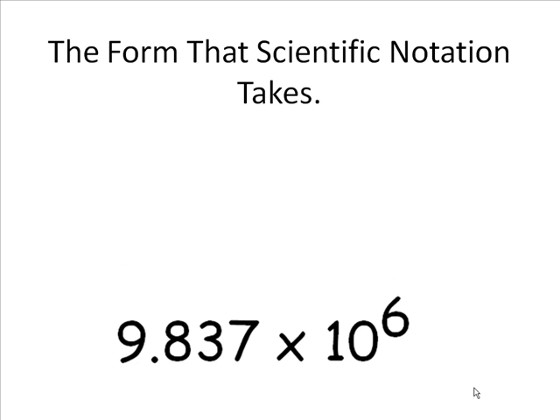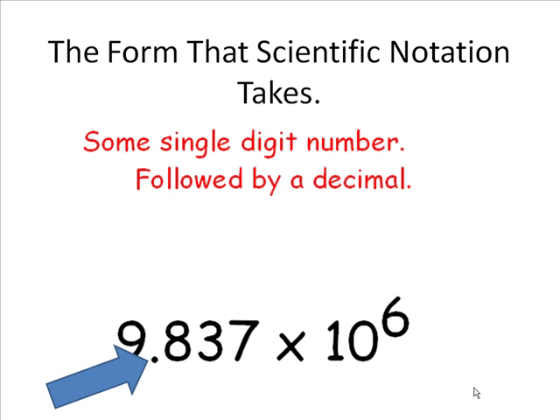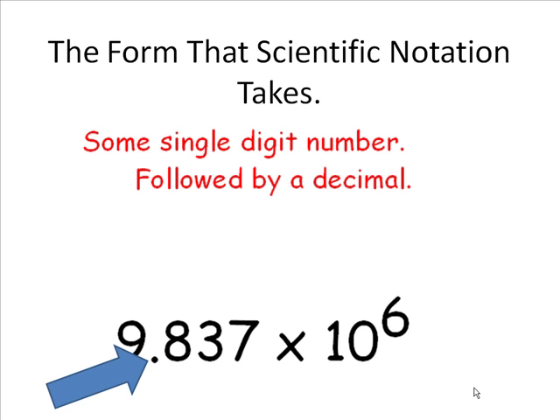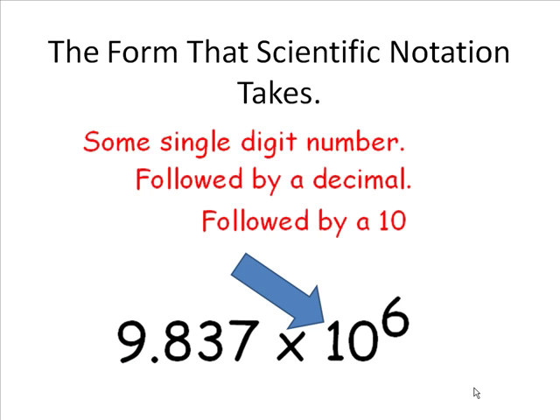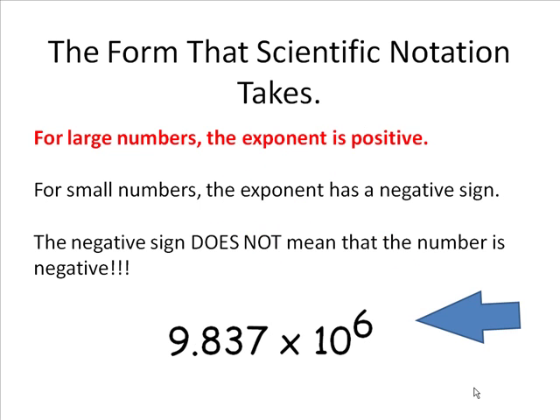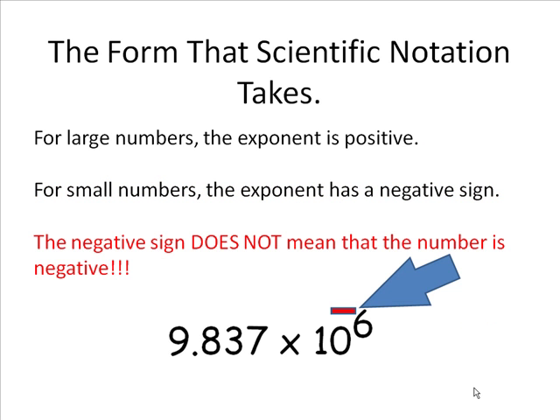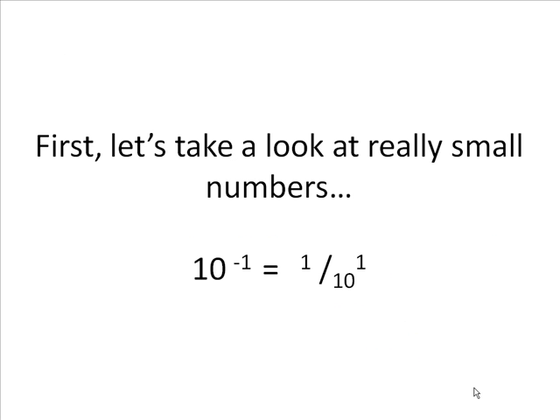The form that scientific notation takes is a single-digit number followed by a decimal, normally followed by a few more digits. Then there is a power of 10, and then some exponent. If there's a negative sign in front of the exponent, the negative sign does not mean that the number is negative. It simply means that the number is small, and we'll take a look at that. First, let's take a look at what a really small number is.